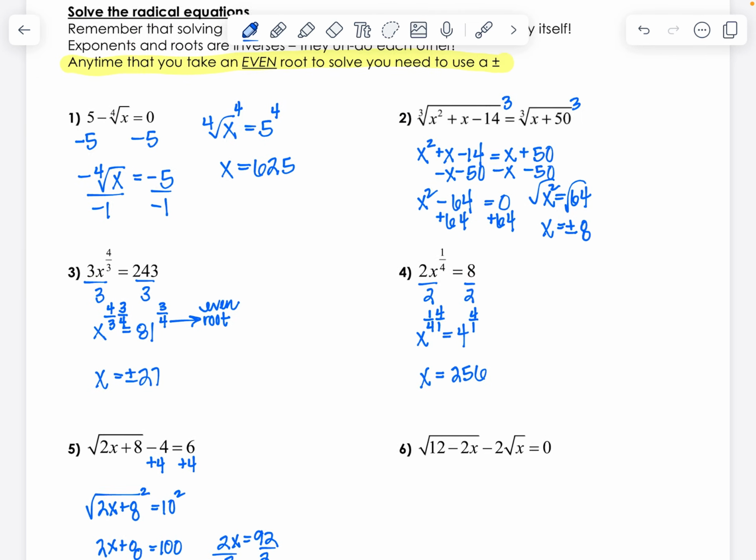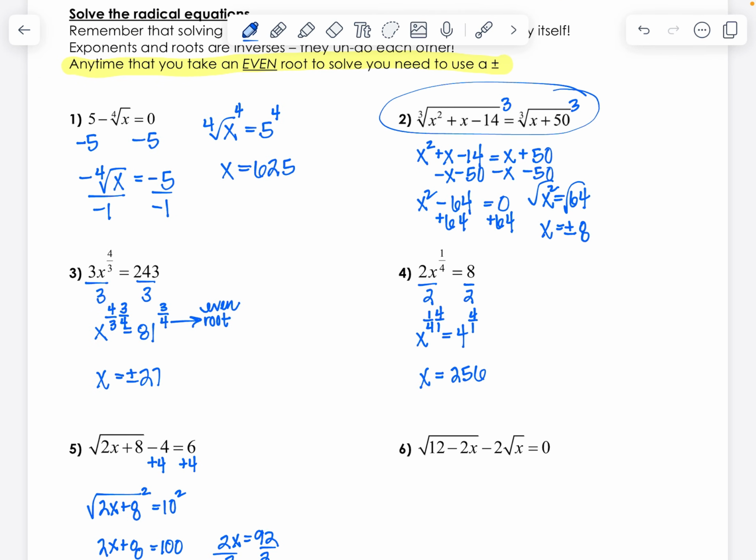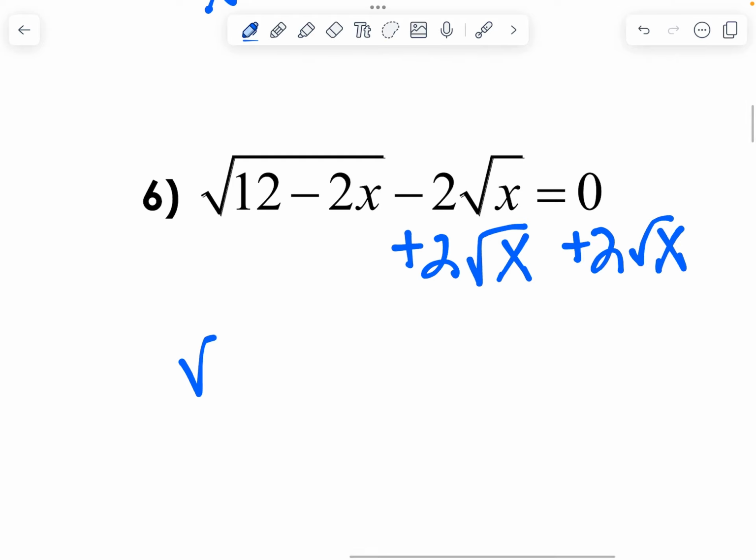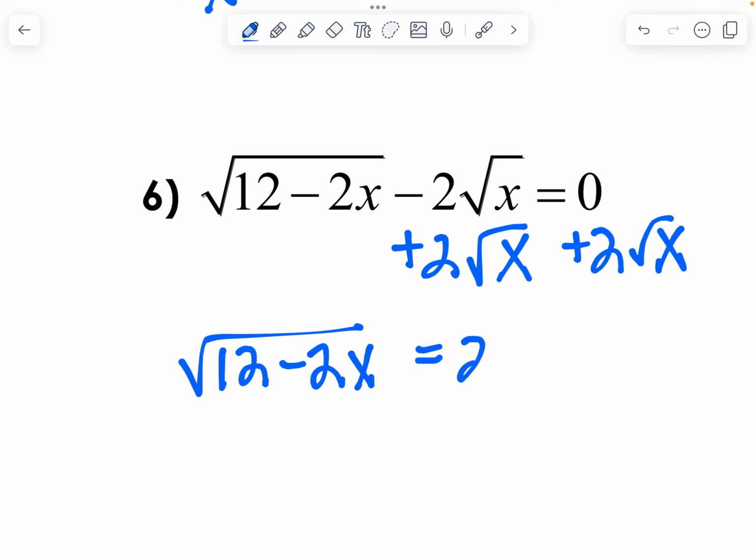Okay. Now remember up here on number 2, I said it's really important if we have two radicals to have one on each side of the equal sign. So down here, we're going to add this 2 radical x to both sides so that we have the square root of 12 minus 2x equals 2 times the square root of x.